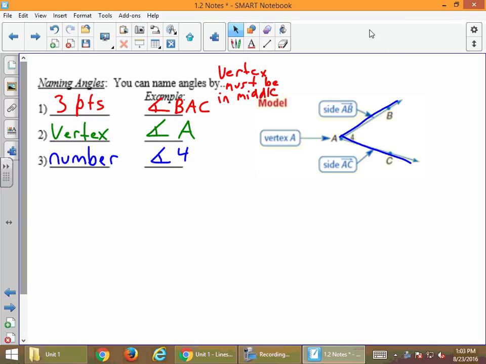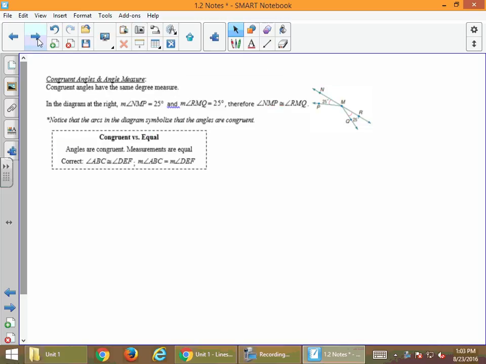Questions on the 3 ways? You can do it. Again, number 1, the 3 points, is what you're going to do. Just make sure the vertex is in the middle when you name it, because order matters with angles, as you'll find out down the road. Good with these? All right, so let's talk about this one.